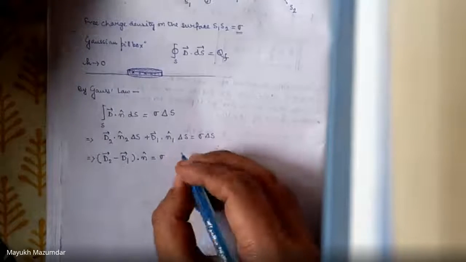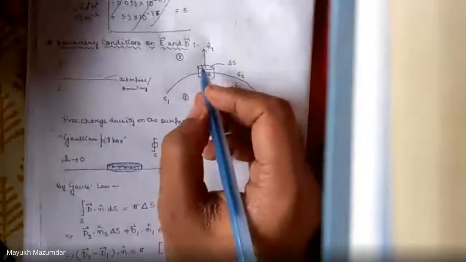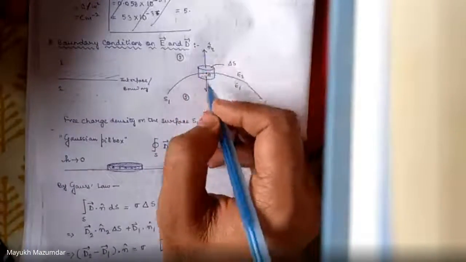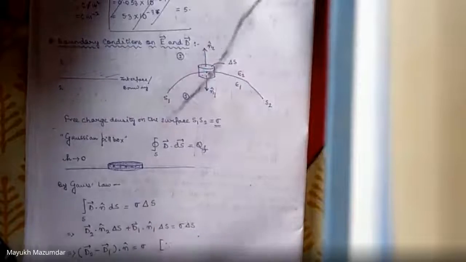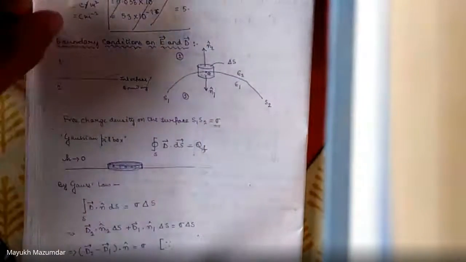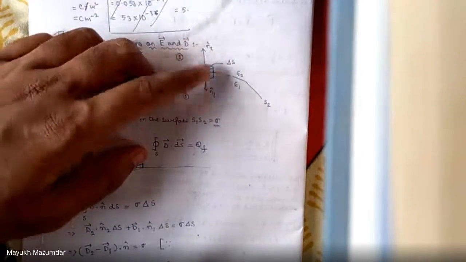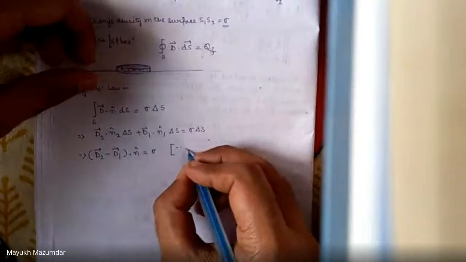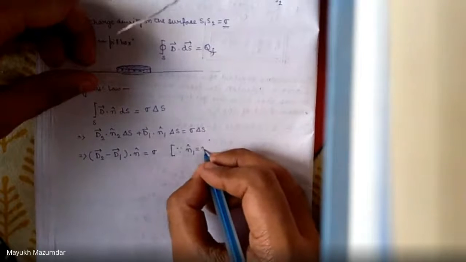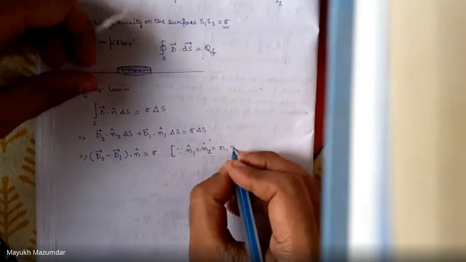Where did the minus sign come from? See properly in the figure, n1 and n2 are oppositely directed, isn't it? One is pointing upwards, another is pointing downwards. And both the surface areas are equal, so their magnitudes will also be equal. So we are assuming that n1 cap equal to minus n2 cap equal to say n.